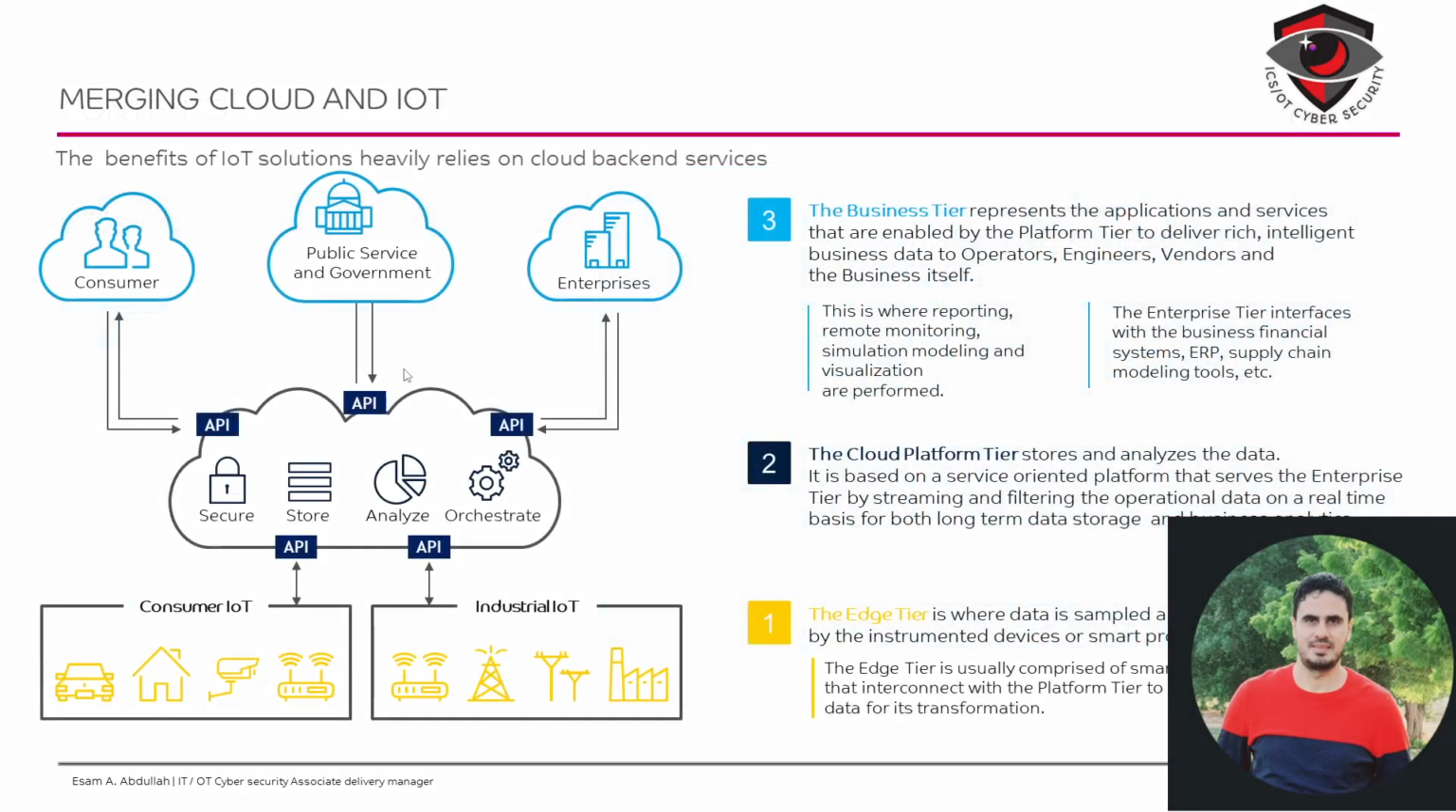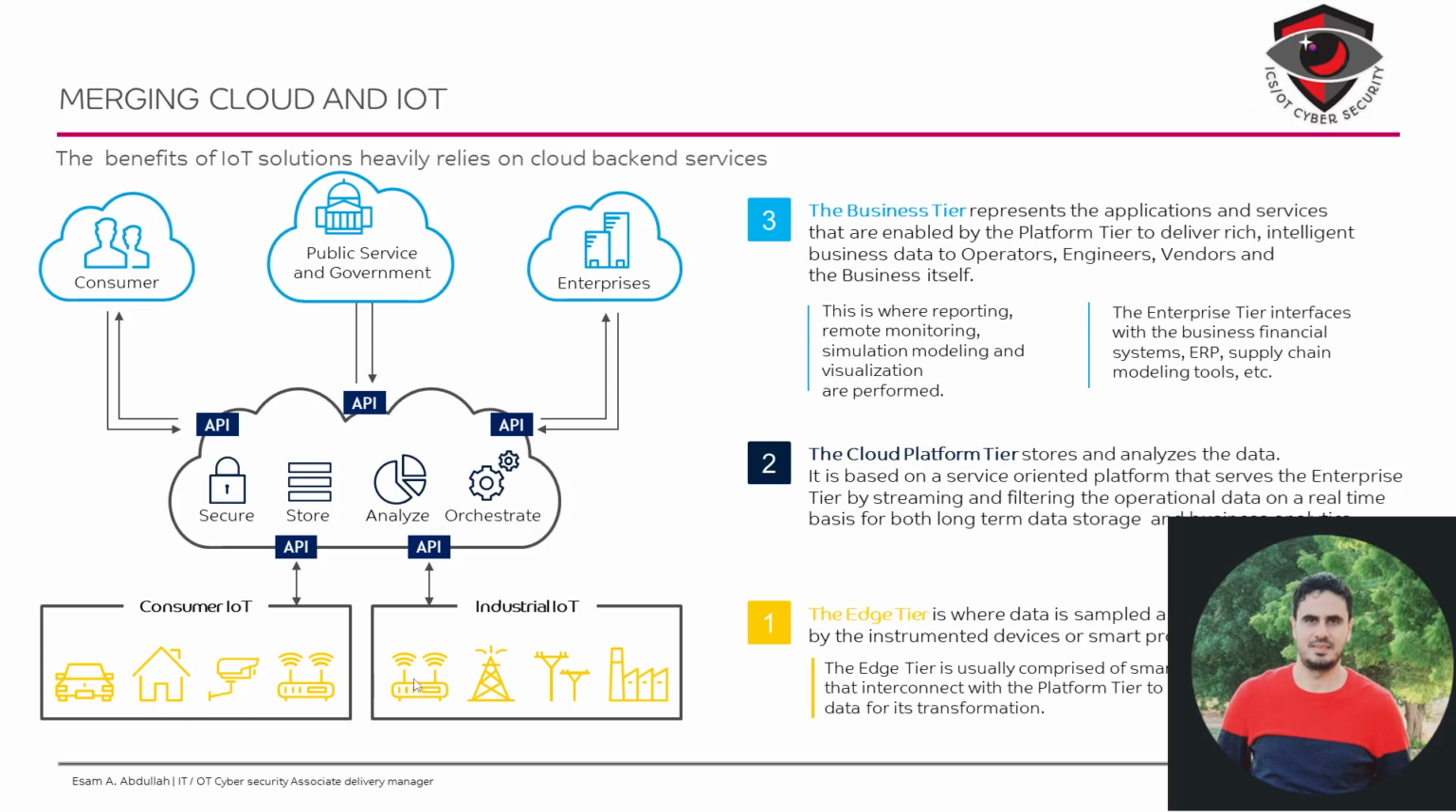So initially, we will understand what the tiers for the IoT are, because currently the benefits of IoT solutions heavily rely on a cloud backend service. So this is the cloud backend, this is the cloud, this is the business tier, and this is the edge tier, which is where the data is sampled and collected by the instrumented device or smart product.